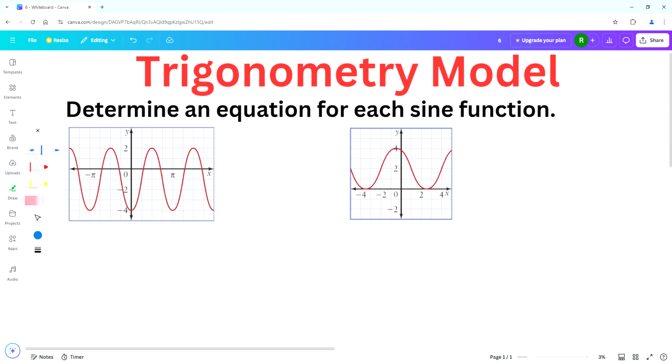The first step is to write the general equation of a transformed sine function. The equation is... Different teachers use different letters for A, K, D, and C, but the rules and the transformations are the same. We have to find the A, K, D, and C values for this function.